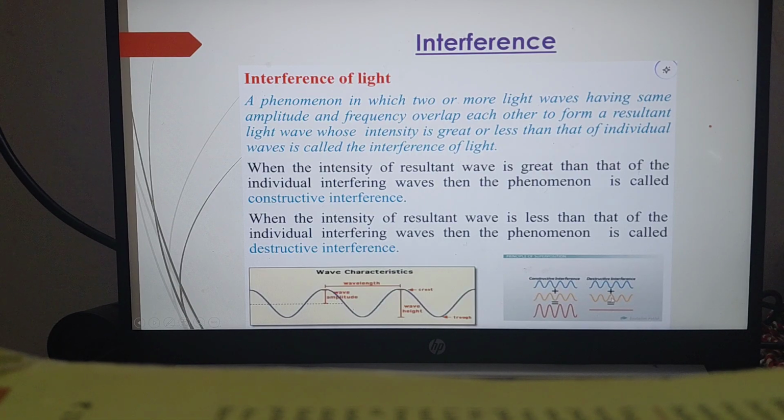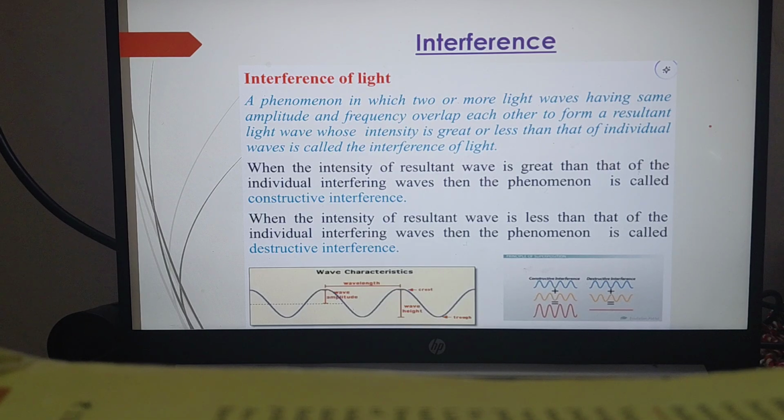What is destructive? Here the two waves are traveling with different amplitudes and different wavelengths, that is, opposite trough and crest. So the resultant amplitude will be less than the individual interfering waves. Here it is greater than the individual interfering waves, and here it is less. That is known as destructive interference.